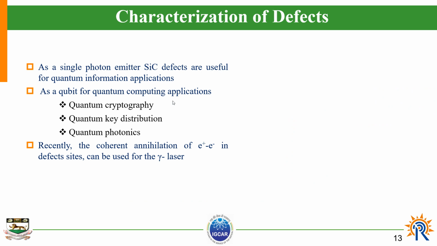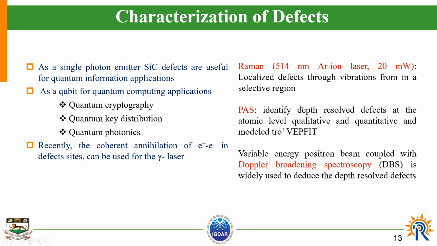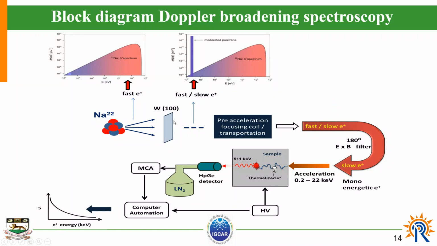As I mentioned, I need defect characterization because it can be utilized for various applications, and I use defect identification using Raman and positron analysis, especially the Doppler broadening spectroscopy technique. This is the technique block diagram. Usually we use sodium-22 isotopes with a tungsten moderator, though recent studies have mentioned that SiC can be utilized instead of tungsten. After that, the secondary positrons come, we accelerate them again, and implant them inside the material, where they annihilate, which gives the 511 keV.